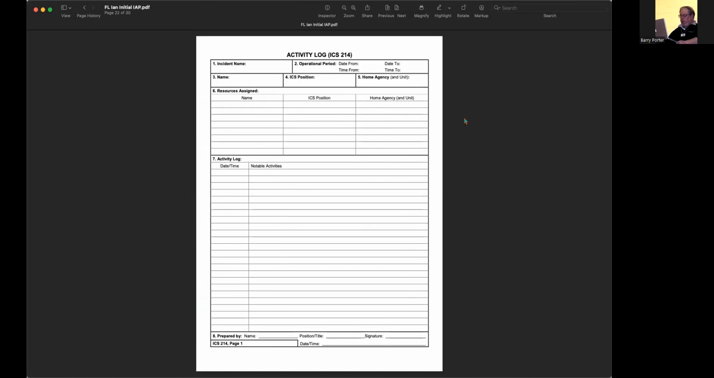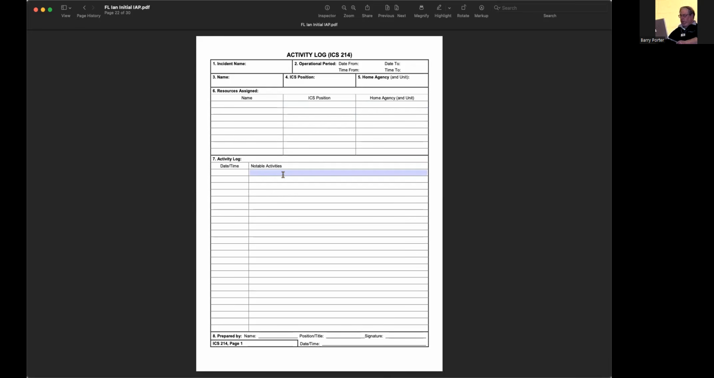This is another important thing that hams should be using in an activity. This is the activity log. Everything that you do as a radio operator should be logged here. Your name, your ICS position, like radio operator, what agency you're from, and any activities that you perform as a radio operator, like messages sent, messages received, stuff observed that you have to put down.